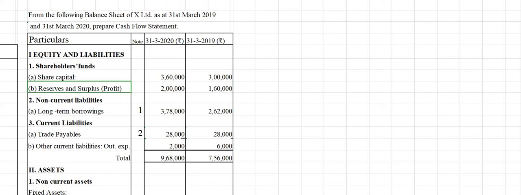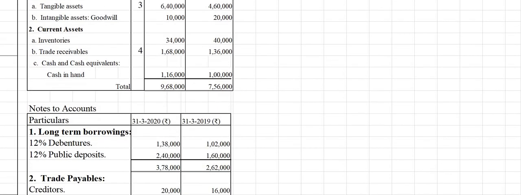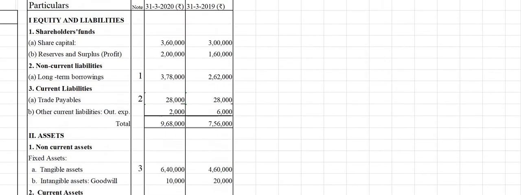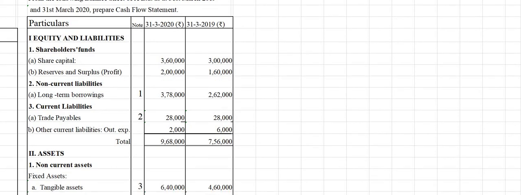tax information is not given. See, in this balance sheet or outside, tax is not given anywhere. Proposed dividend is not given. Transfer to general reserve is not given. Since those items are not given, we can directly take the difference of closing profit and opening profit, and then we will get the current year's profit, isn't it?